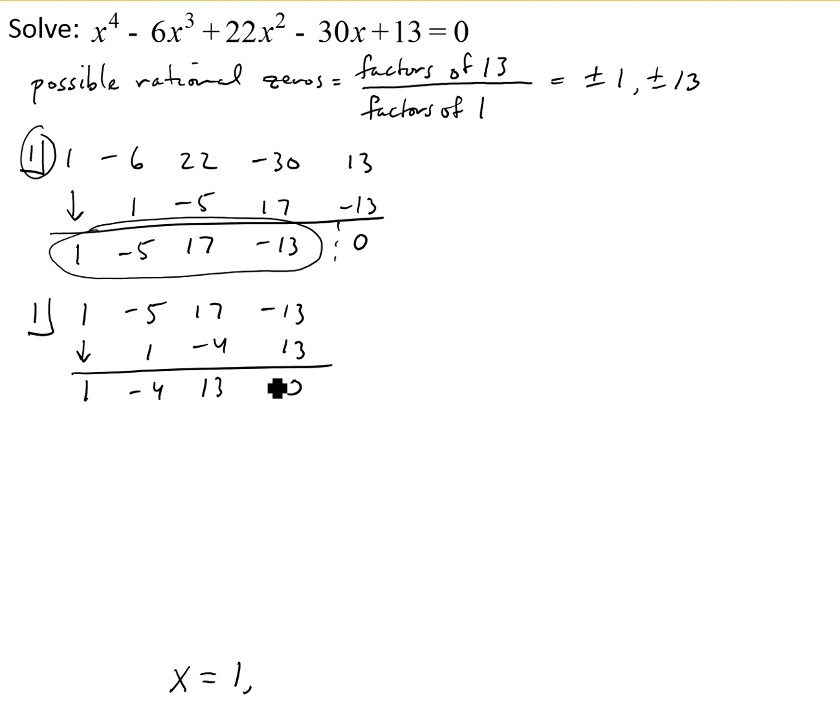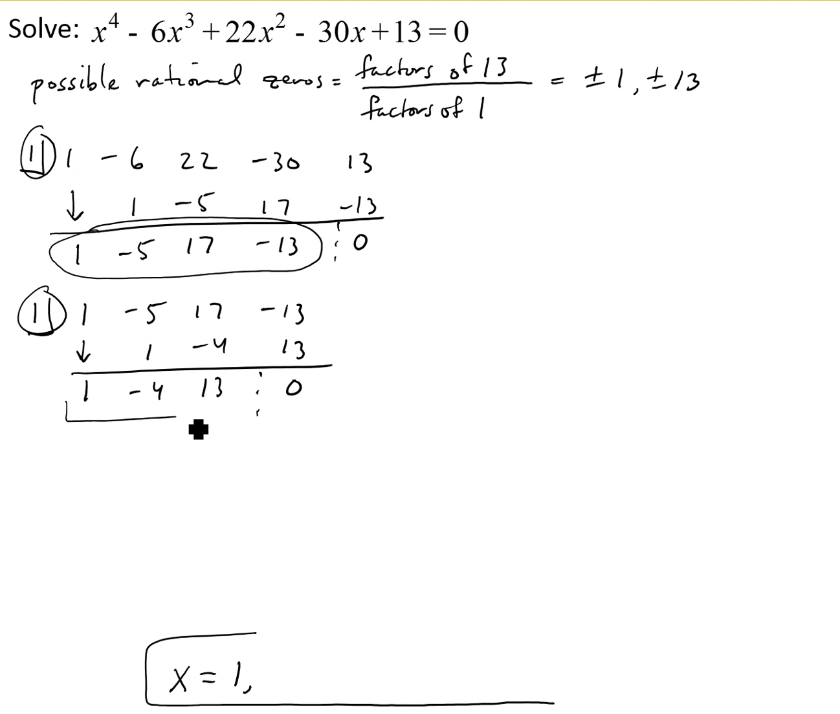And it turns out that gives us a remainder of 0 again. So 1 would be a solution or a 0 of multiplicity at least 2. So as far as in our final answer down here, I don't need to list it twice because it's just asking me to solve the equation. So 1 is something I can plug in for x and get a true statement. I don't need to put it in there twice.